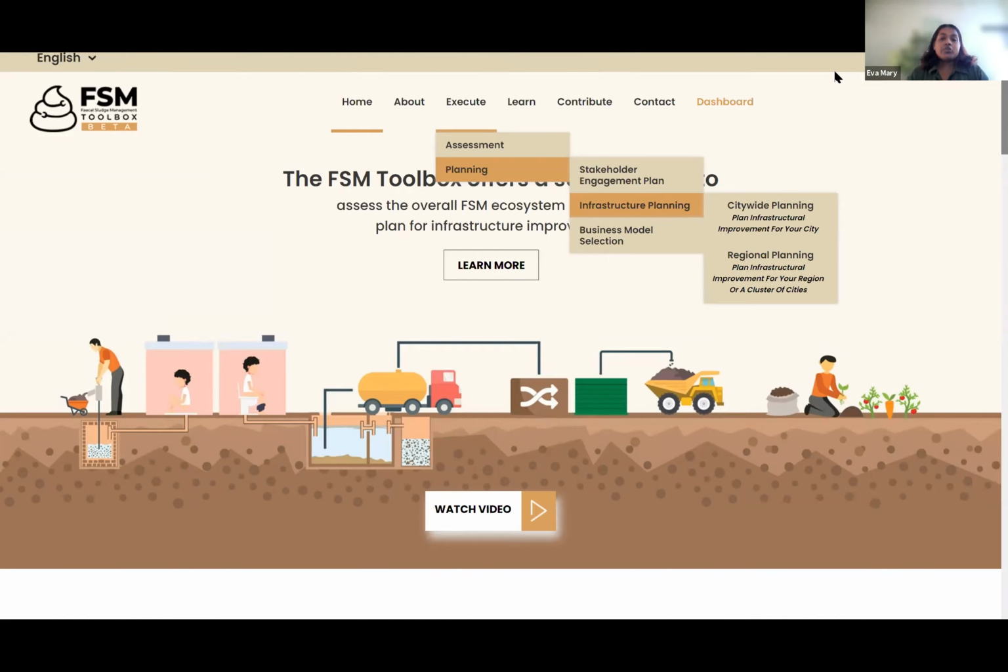It also includes the stakeholder engagement plan and the business models selection as part of the planning. So it has an overall composite structure when you do the planning for a region or a city.